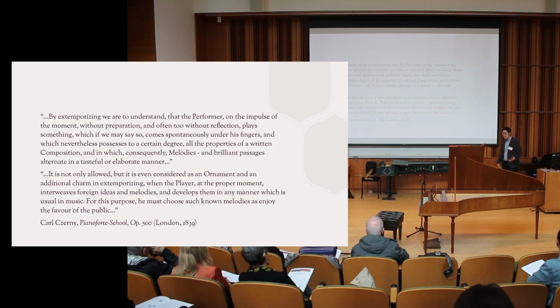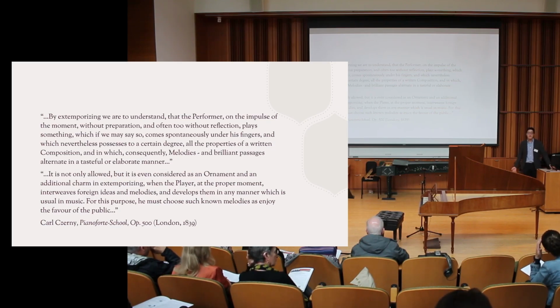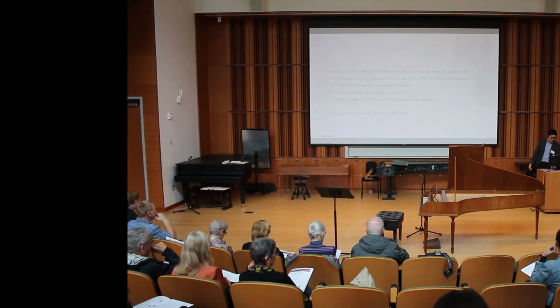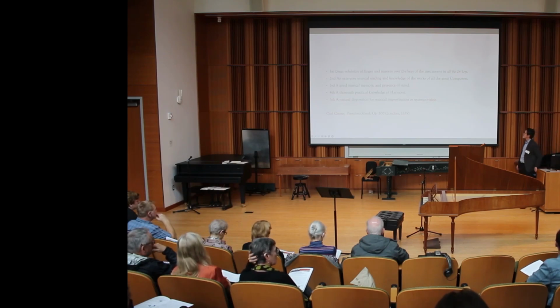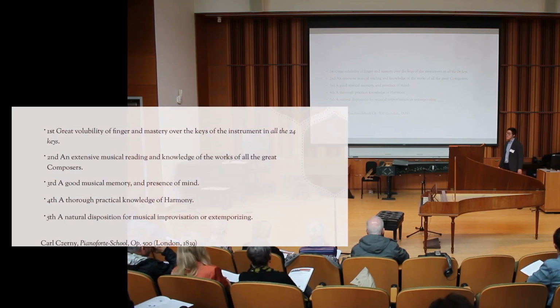So improvisation was actually a part of the concert pianist's life in the early 19th century, or even the late 19th century. Examples include Liszt, who was known to have improvised all the time during his performances. And these are the five qualities that Czerny listed in order for you to become an adaptable improviser.